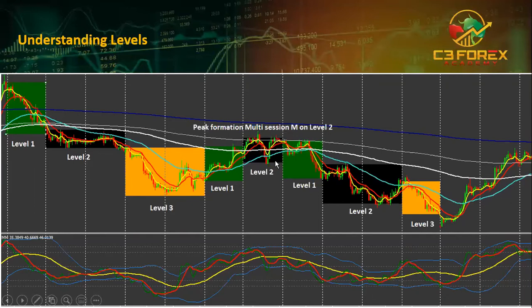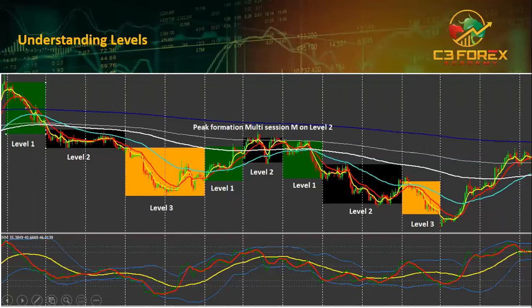This is your level 1, right? Well, that's not your level 1. This is your multi-session M. Your level 1, price crosses the 50 EMA and closes, creating your level 1 range. Level 2, stop on high drop. Level 2 range. Level 3, stop on high drop. Level 3, gap, back into the range.